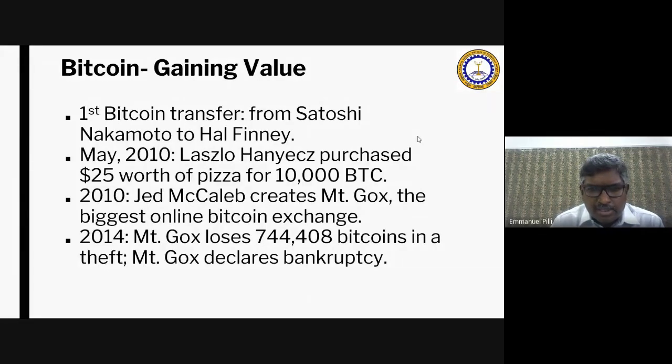Then there was Mt. Gox, which was created as a Bitcoin exchange. But then they lost some of these Bitcoins in a theft, because you can keep them in an exchange. And from the exchange, if somebody has sold, they lost so many Bitcoins. Once they lost so many Bitcoins, they became bankrupt. So I think these are all financial frauds which can happen even with Bitcoin.